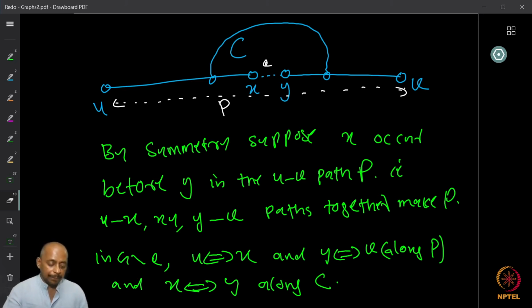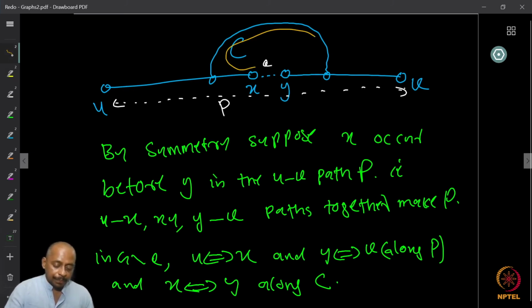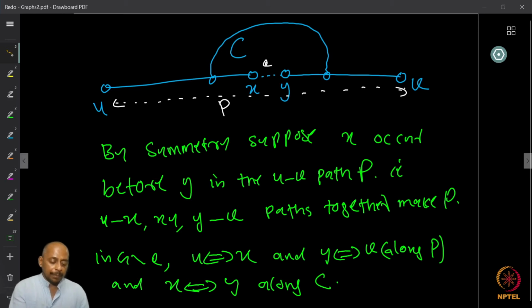So if C is the cycle, then through the remaining edges of C, there is a path connecting x to y. So x and y are interconnected. Any walk basically says that there is also a path. So now u to x is reachable, then x to y is reachable through the path in C, then y to v is reachable through the original path P.